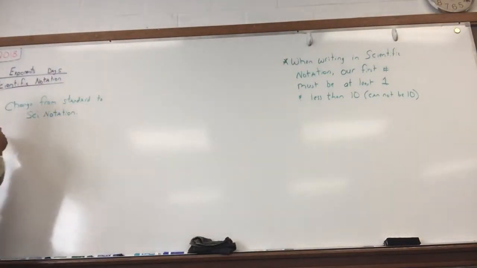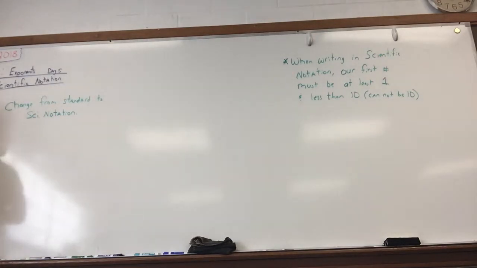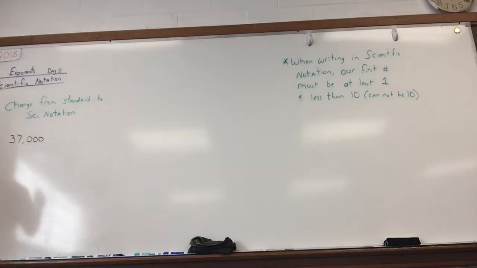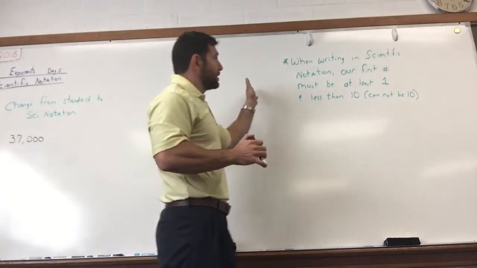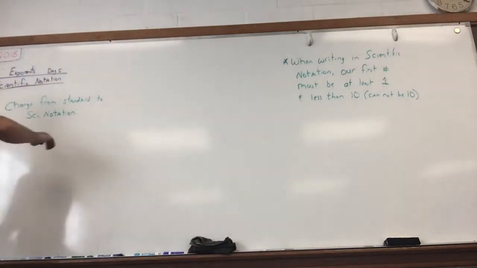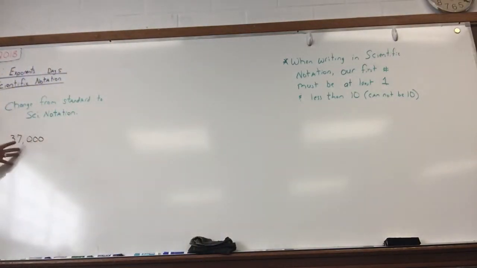So here's our first example. 37,000. Now, is that extremely large to the point that we don't want to write it? No. But I still want to write it in scientific notation. It's still big enough that we can. Okay, Maddie, you ready? You'll help me out. Sure. When I change this to scientific notation, my first number needs to be at least 1 but less than 10.